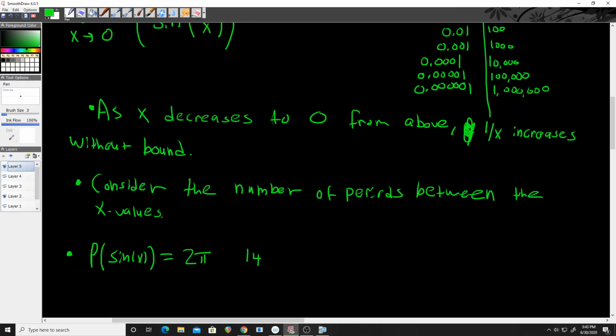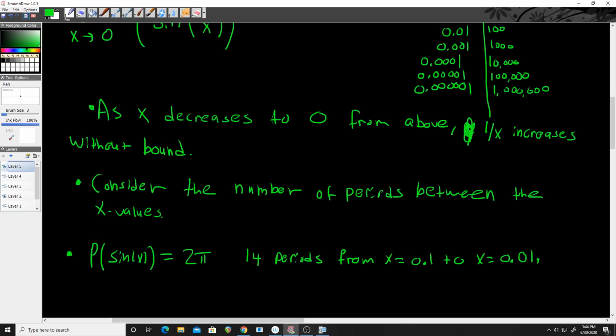14 periods from x equals 0.1 to x equals 0.01.